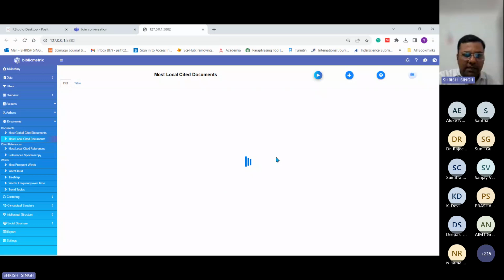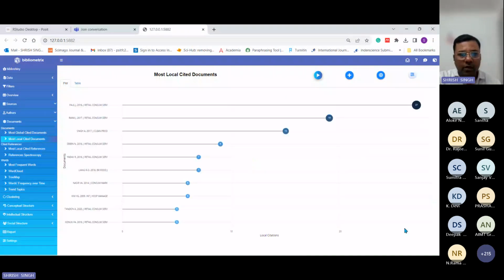Again, it is taking some time, but after being analyzed, it will be reflected over here. Now you can see that in Retail and Consumer Services, there is one article by Justin Paul from 2016, and that is the most locally cited, with 27 citations. So you can get everything from here. If you want to talk about the documents, you can say that this document is the most relevant document. Why? Because it has the maximum number of citations, right?